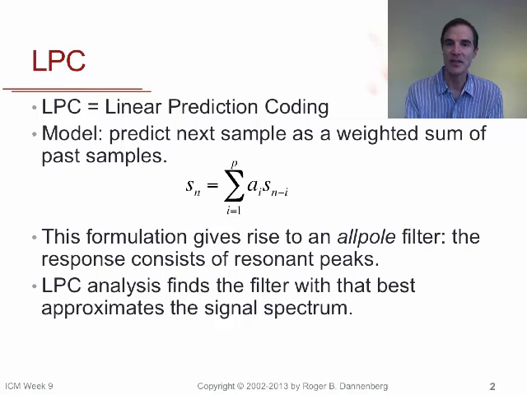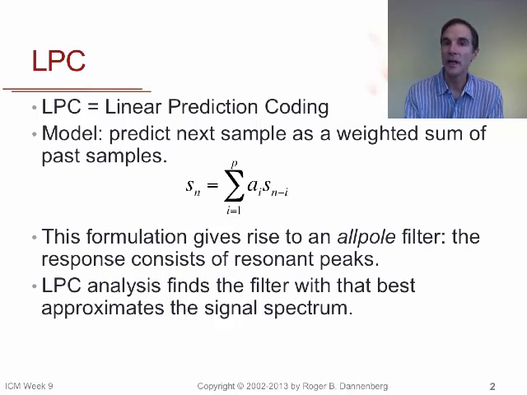It's shown here as this summation sign. What this means is that we are attempting to predict each sample, S sub n, as a weighted sum of the previous samples, where the weights are A sub I, they're arbitrary, and the previous samples are S sub n minus I, and P is the number of weights and the number of previous samples that we look at. This formulation gives rise to an all-pole filter.